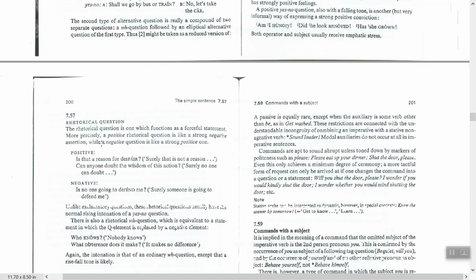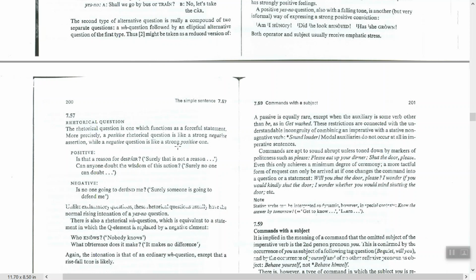The rhetorical question is one which functions as a forceful statement. Okay, forceful function, as a forceful statement. More precisely, a positive rhetorical question is like a strong negative assertion. It means the opposite here. While a negative question is like a strong positive one, the opposite. Positive rhetorical question is like strong negative assertion, strong negative statement. While when the question is negative, it is like strong positive assertion.